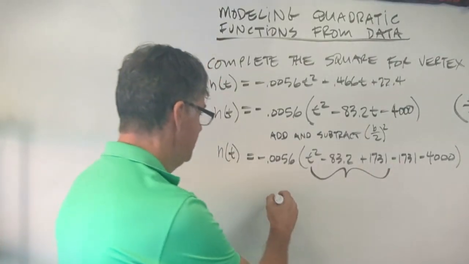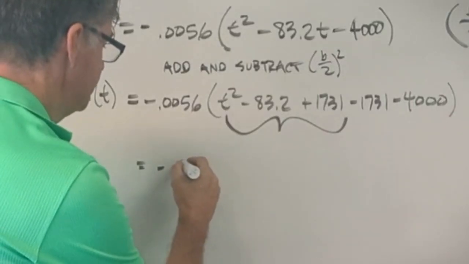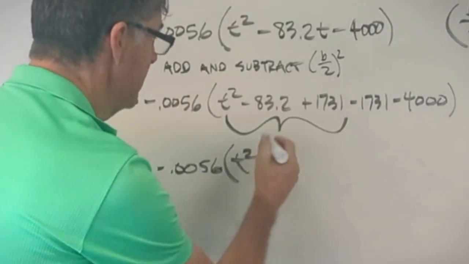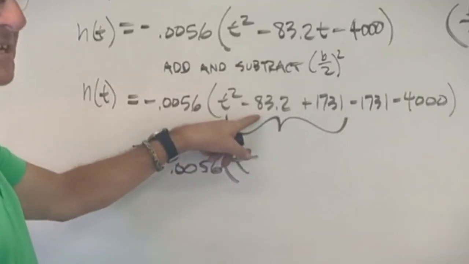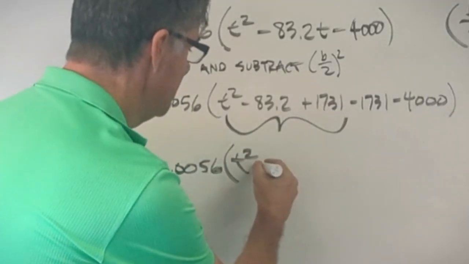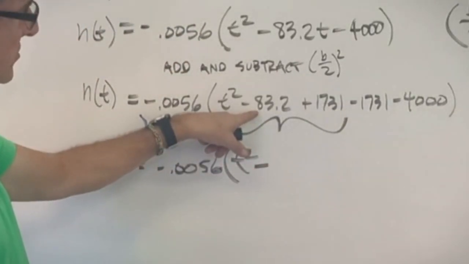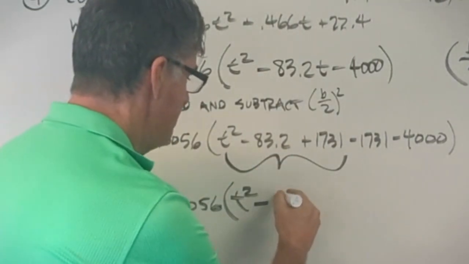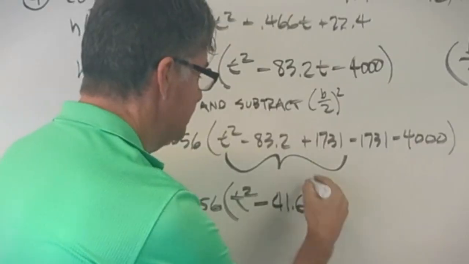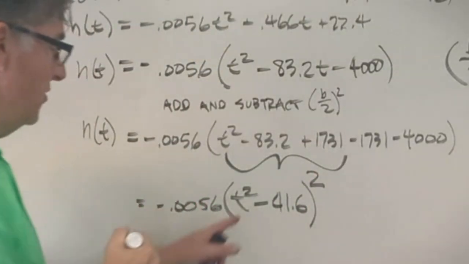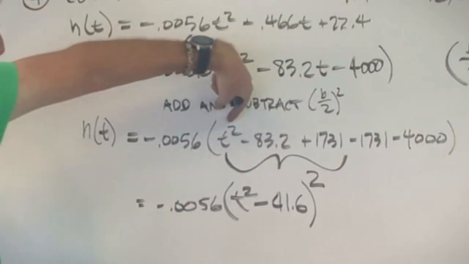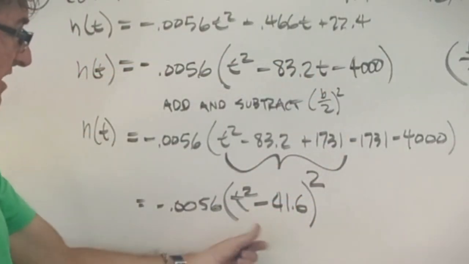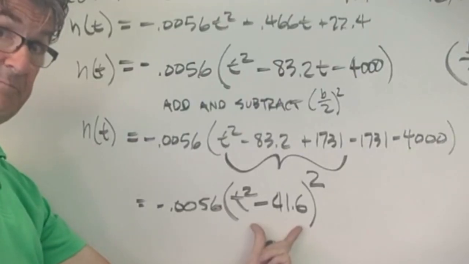So watch this. We end up with negative 0.0056 times t squared. Now this is minus b over 2. So what we do is we just do minus, so b over 2, so 83 divided in half is 41.6. So it's going to be minus 41.6 squared. So this is why we complete the square, because it makes this thing end up being really simple. And as you can see, here's a piece of vertex form.